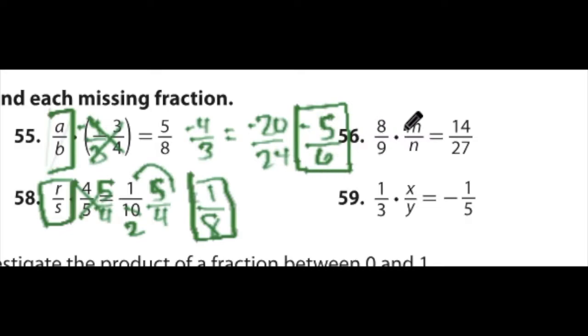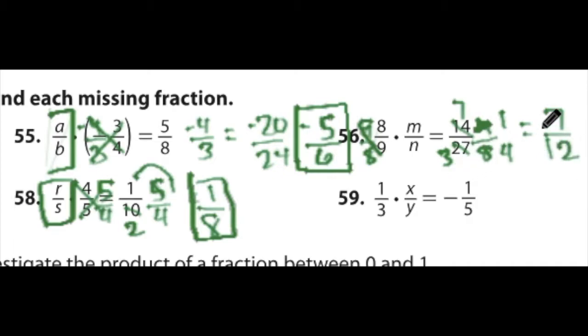For 56, the reciprocal of 8/9 is 9/8. That cancels out. And on the right-hand side, 9 goes into 9 once. 9 goes into 27 3 times. Half of 8 is 4, and half of 14 is 7. 1 times 7 is 7, and 3 times 4 is 12. The answer for 56 is 7/12.